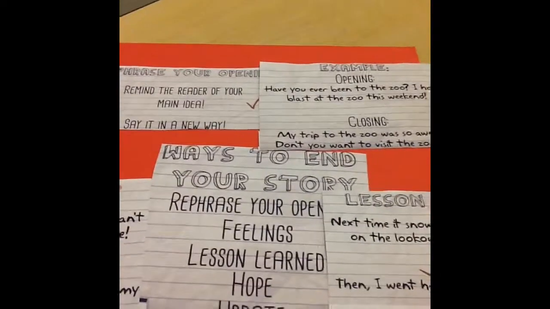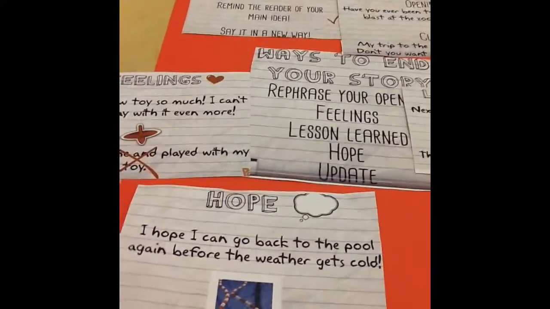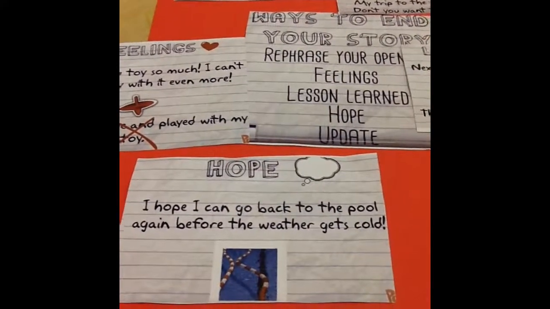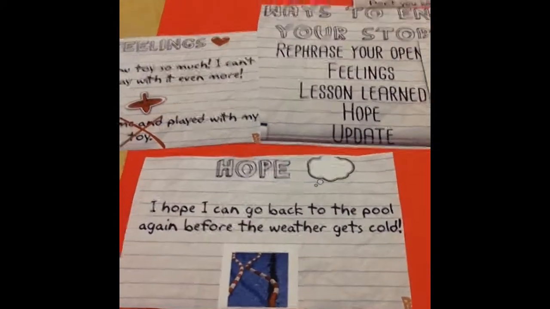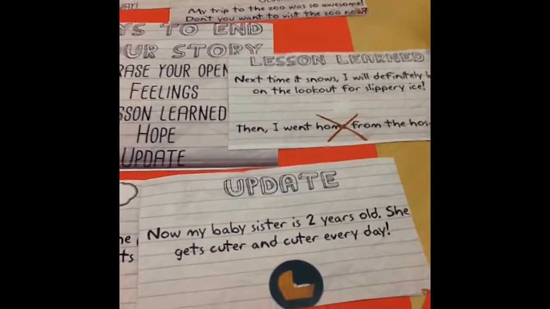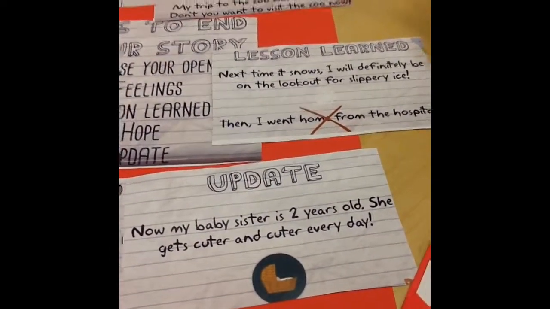The end. Another way you can end your story is with a hope. Like, I hope I can go back to the pool again before the weather gets cold. That gives your reader something to hang on to at the end. Lastly, you can end your story with an update. Like, now my baby sister is 2 years old. She gets cuter and cuter every day.